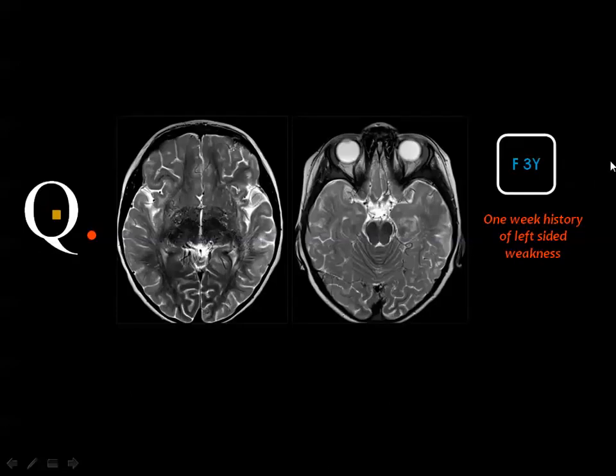Female, a child 3 years old with 1 week history of left-sided weakness. Axial T2 of the brain.